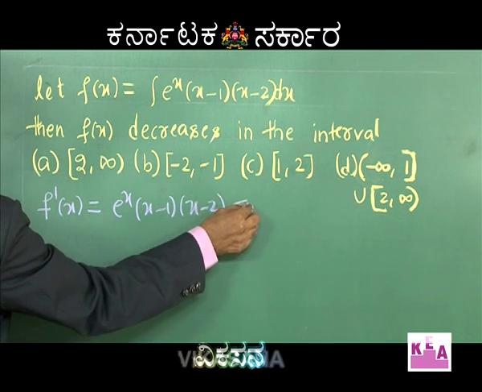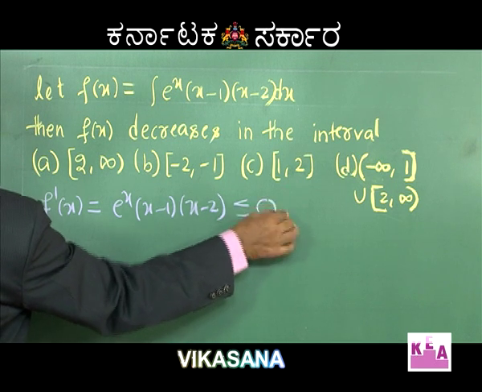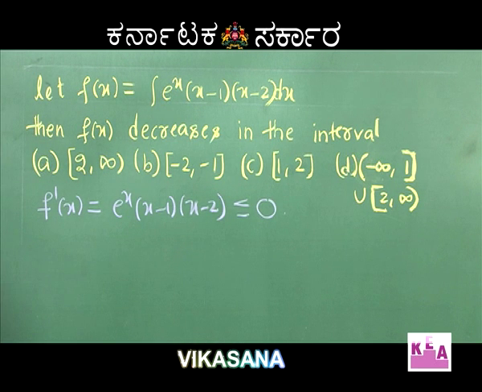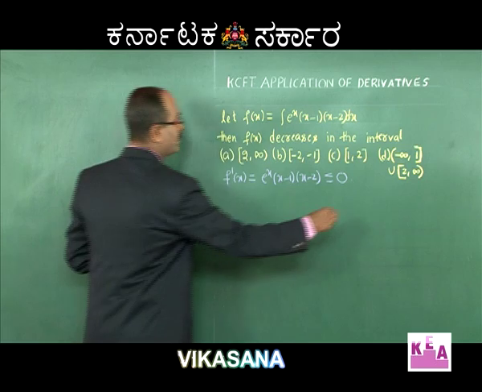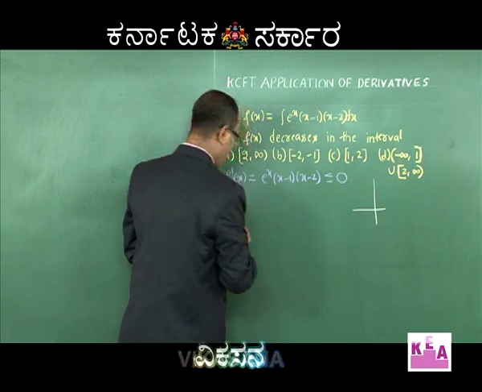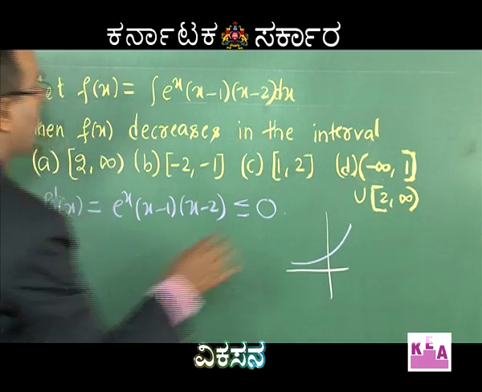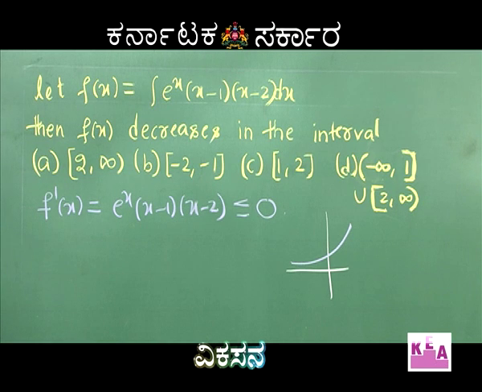This must be less than or equal to 0. Why? The reason is that the function is decreasing. As this is less than or equal to 0, you must know this, dear students, e power x is always a positive quantity. And of course, there is a proof for that. E power x graph is clearly like this, which is always above x axis, therefore e power x is always positive. When do you say x minus 1 into x minus 2 is negative?